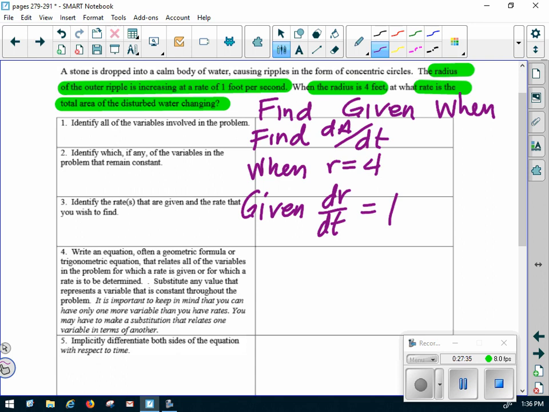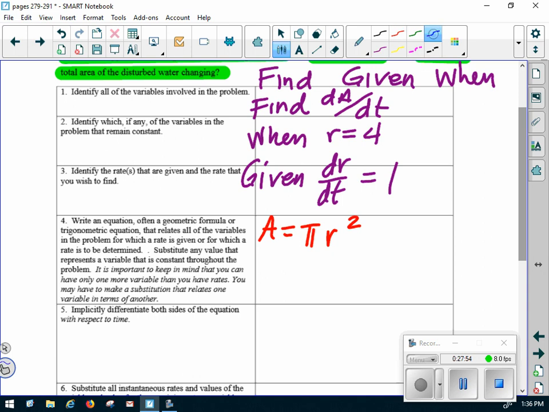Now we're going to write an equation. Well, what are we going to write an equation for? Area of a circle. They're not going to give you that one. What's the area of a circle? Please tell me it's pi r squared. Yes. How many variables do we have? 2. You can only have one more variable than you have rates. How many rates am I given? 1. How many variables do I have? 2. Am I okay? Yes.